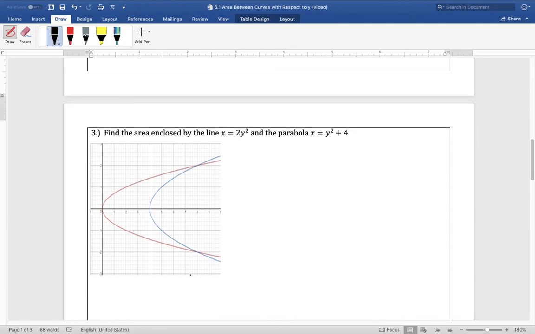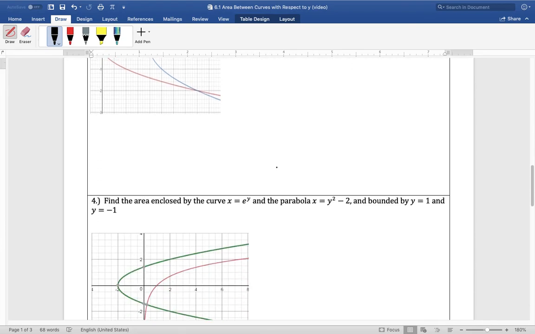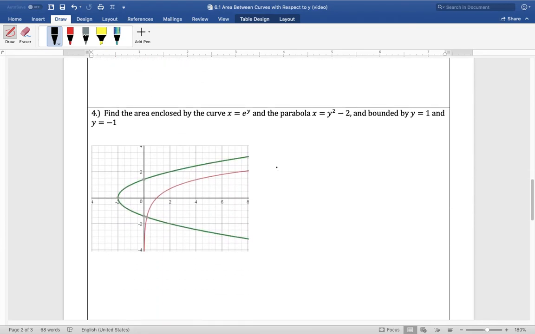Just scrolling down here, because I'm not going to do this whole video. You can see here we have 2 parabolas in number 3, the blue one and the red one. A little hint here, you can see that this 4 is right here, and you can see the 4 right here, so that's going to be the blue function, and the red function is this one here. It has an x-intercept of 0. Down here, this one's a little interesting. I'm just going to show you something real quick with it.